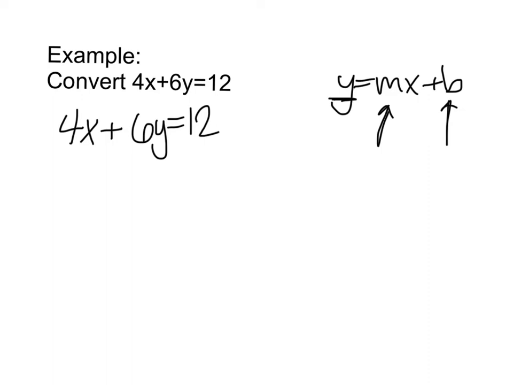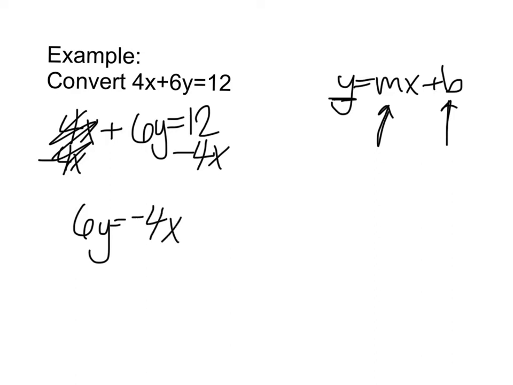So what's the first thing we can do? Subtract 4x from both sides. Remember, this cancels out. So then you get 6y equals negative 4x plus 12. You could write 12 minus 4x, but I like keeping it like this because I'm used to seeing mx plus b, so that's just what I like seeing.